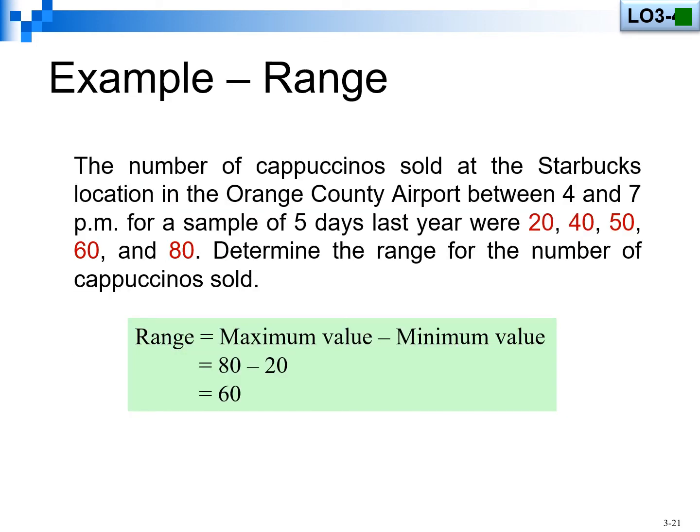Okay, so in this example on how to get the range, here's the list of data down here: 20, 40, 50, 60, 80. The largest number is 80, the smallest number is 20, so the range is 80 minus 20, so the range is said to be 60.